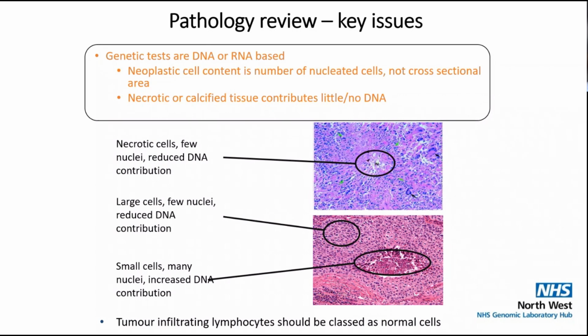When we're looking at samples, it's useful to understand that necrotic cells have very few nuclei, so we will be unlikely to get much DNA from them. The same goes if a sample has lots of large cells with very few nuclei, again, less DNA, but areas with small cells and many nuclei often give us an increased yield of DNA. So knowing which bits of the tissue, and what the cells look like, can be really useful.